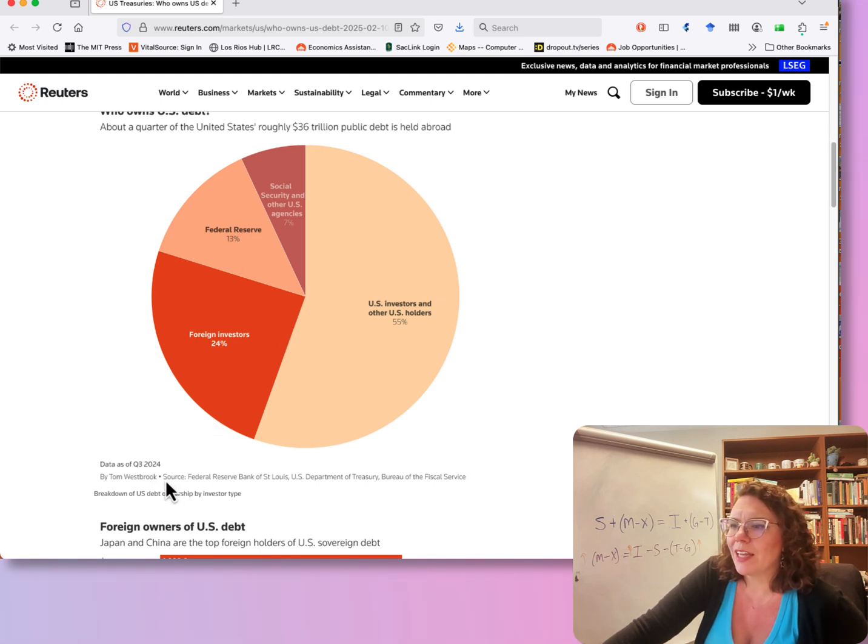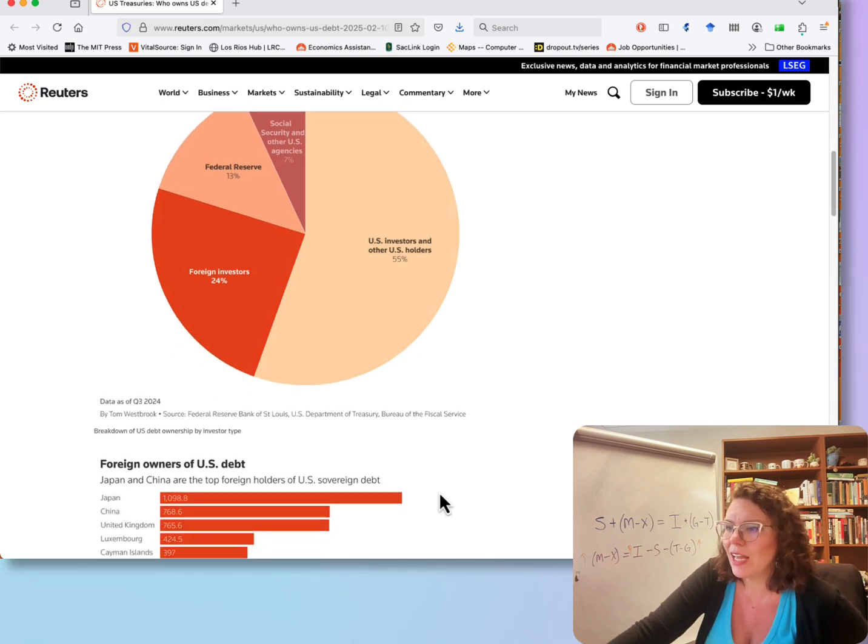And you can see right here, like I said, I like this because their sources are good. So they're using the Federal Reserve and the U.S. Treasury and the Bureau of Fiscal Service. So those are great sources for data. So that tells me that this data is reliable.